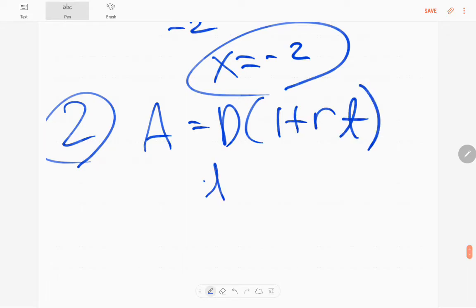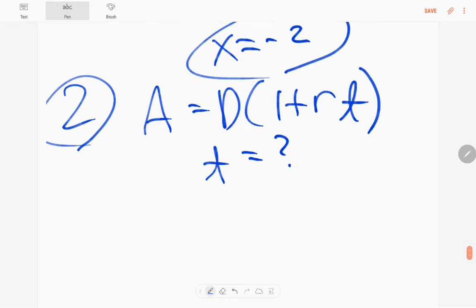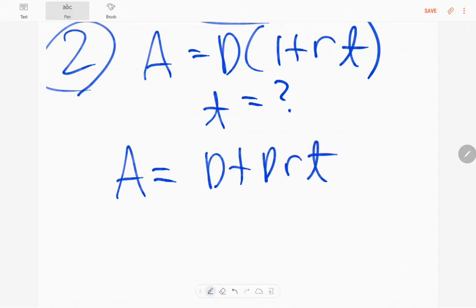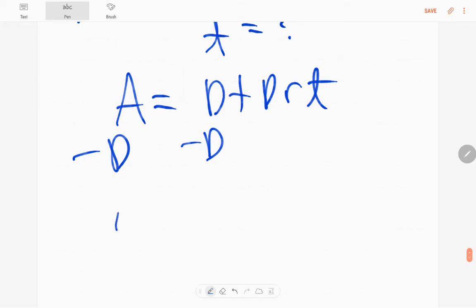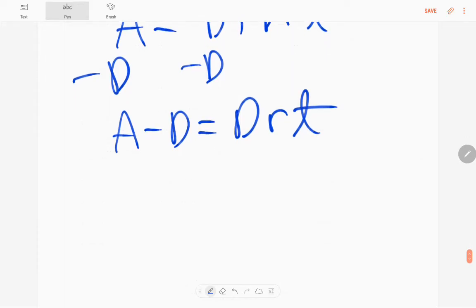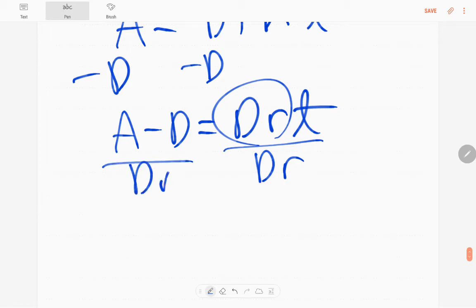Solve for t is this one. So on that kind of problem, I have to tell you which one to solve for. But let's go ahead and distribute the d on the right-hand side to get rid of the parentheses. And then let's get rid of that d right there by putting it over on the left, or subtracting d from both sides. And keep in mind that we're solving for t, so we've got to get rid of this thing. And let's get rid of it by dividing both sides by it.